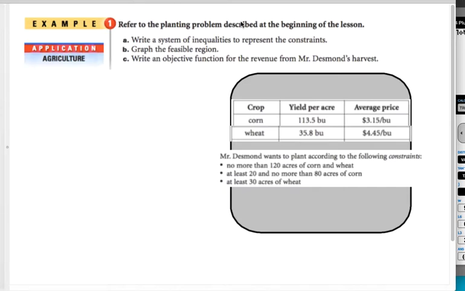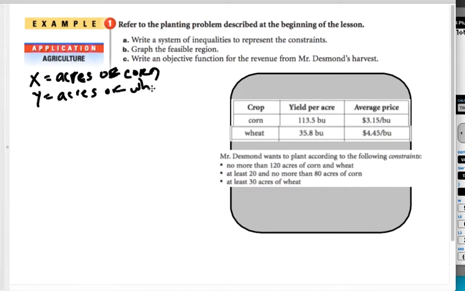So I need variables. Typically we're going to use X and Y. Because they mentioned corn first, I'm going to use X for acres of corn. So I'm going to assign my variables, right? X is acres of corn, and I'm going to use Y to be my acres of wheat. I generally just use X for the first thing that's mentioned in a problem and Y for the second because that's easier.